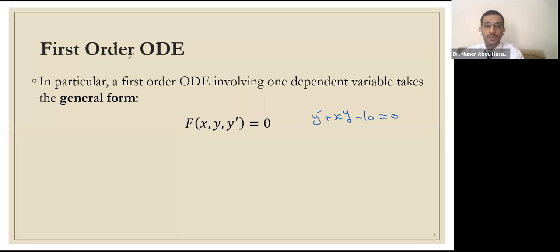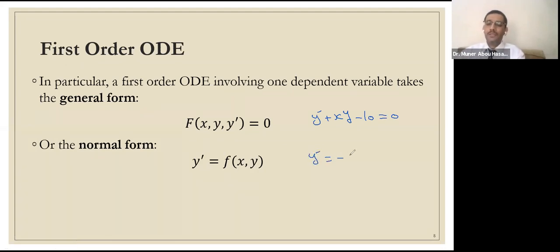Now let me introduce also the normal form. The normal form means you need the first derivative, which is the highest one now, in the left-hand side, and move all terms to the right-hand side. So you have to write in this formula, y prime equal negative xy plus 10. Also, the normal form is easy.